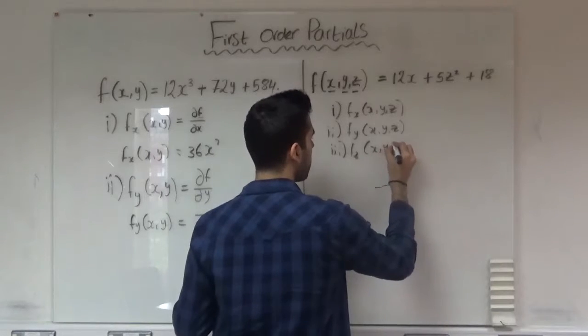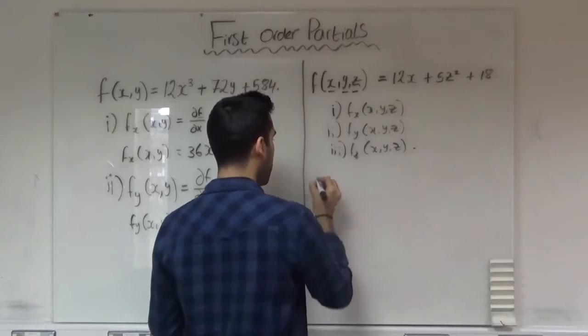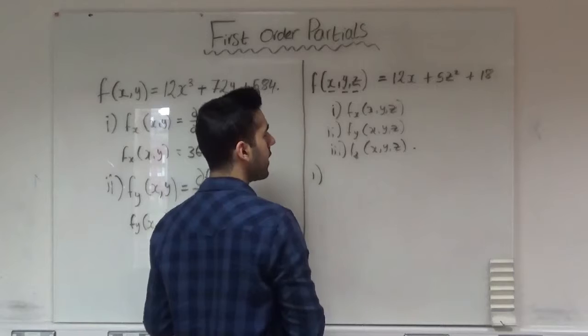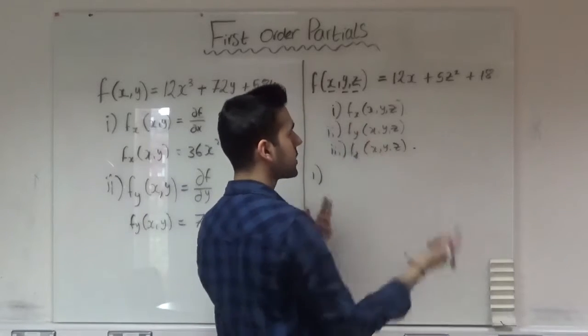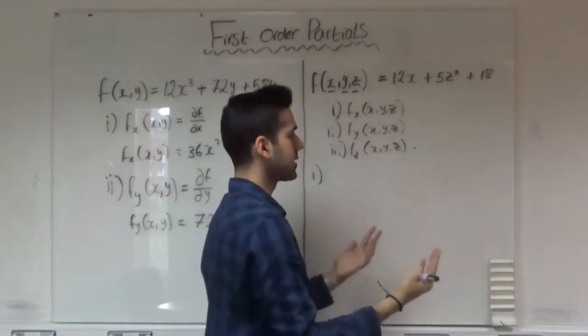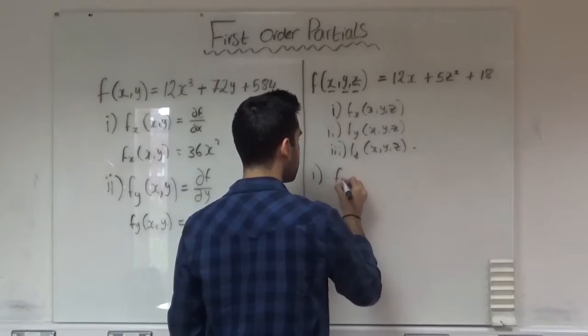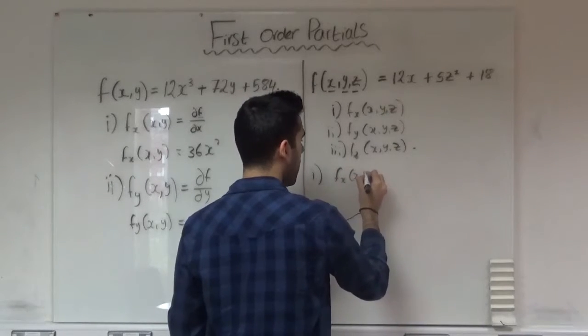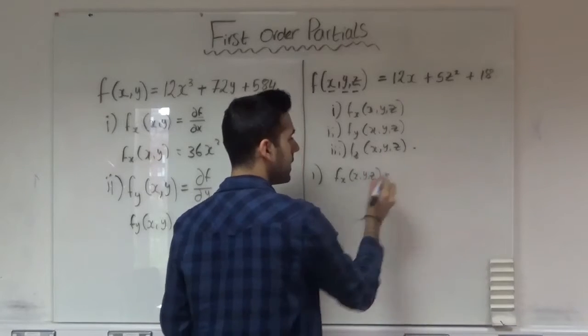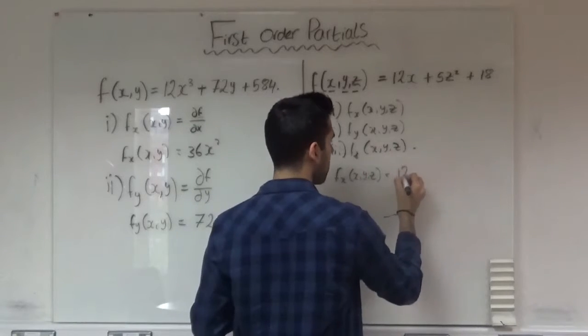So x, y, z. Now for part I, we're going to have that the differential with respect to x is everything that has an x term in it. So over here we have an x term, so f of x, y, z would be equal to 12.